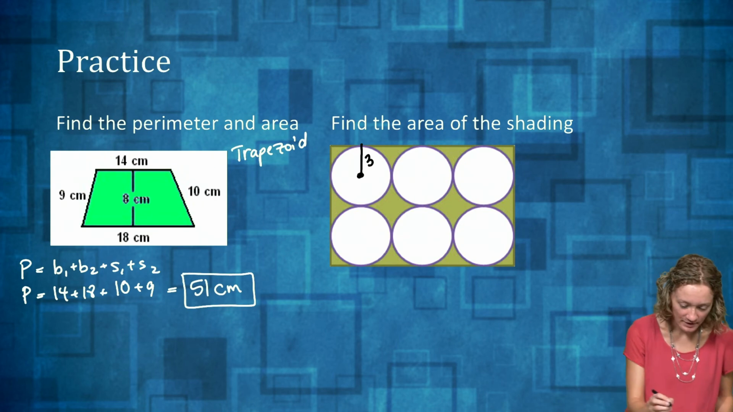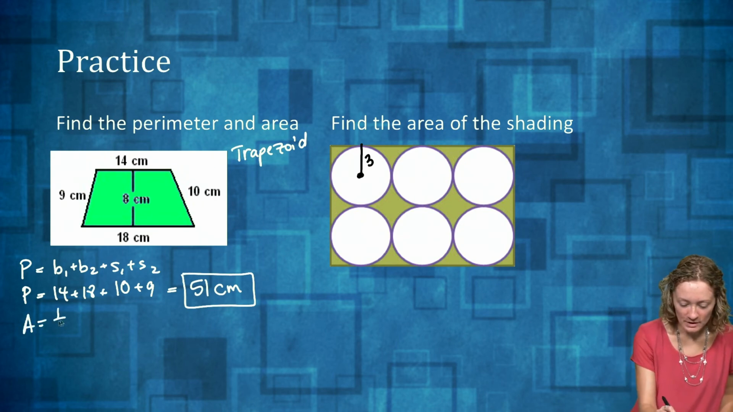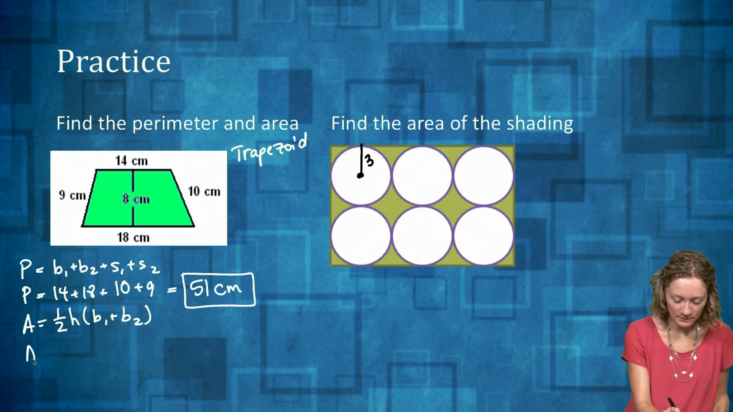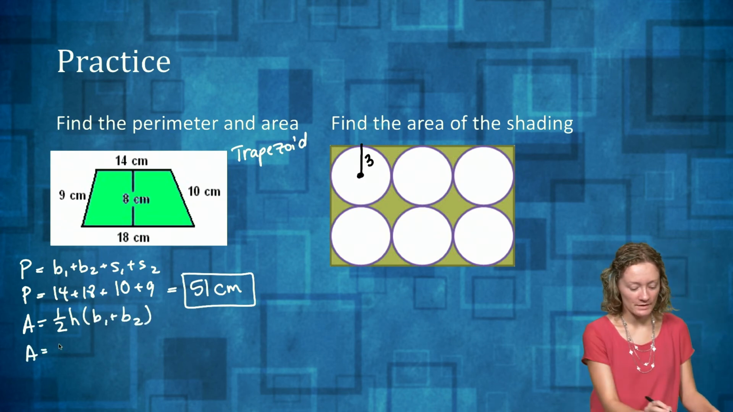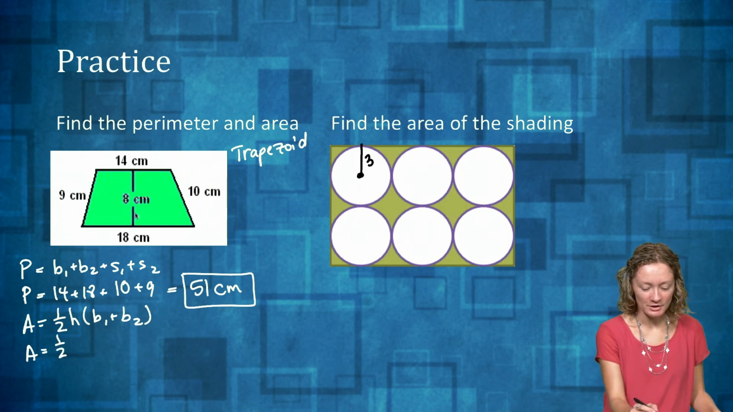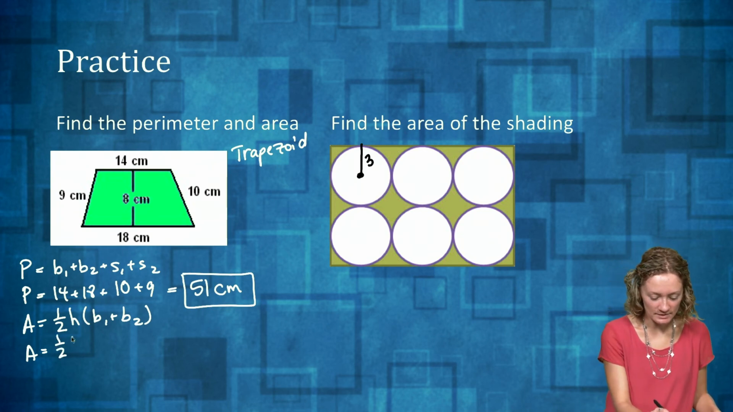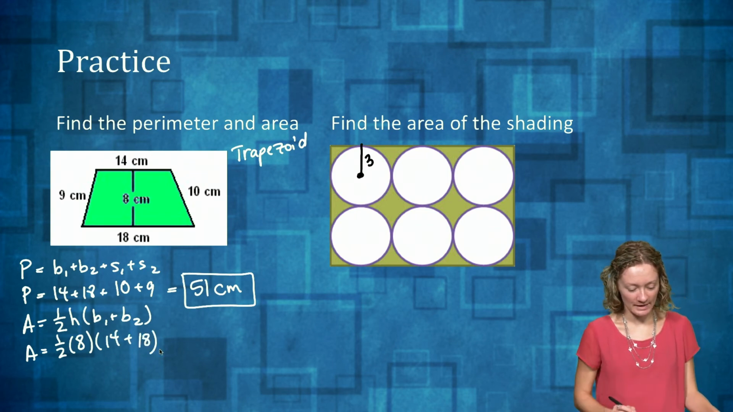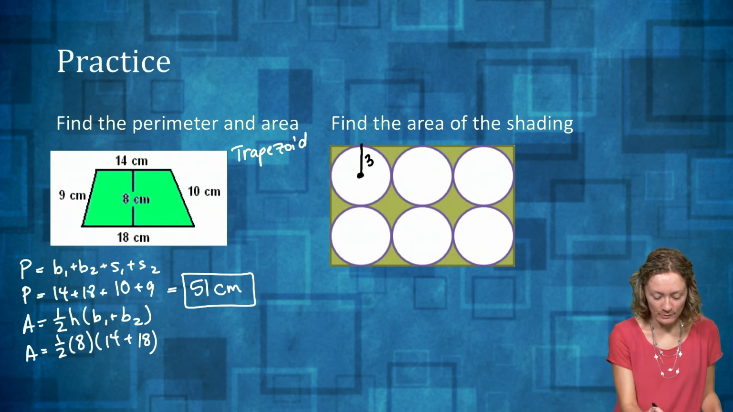Okay, then the area. The formula is 1/2 height times base 1 plus base 2. It looks like we have all of that information. The height in the picture from top to bottom is 8 centimeters. And then base 1 and base 2, it doesn't really matter what order you plug them in, they're just going to get added together. Follow order of operations, add them together, we get 32.